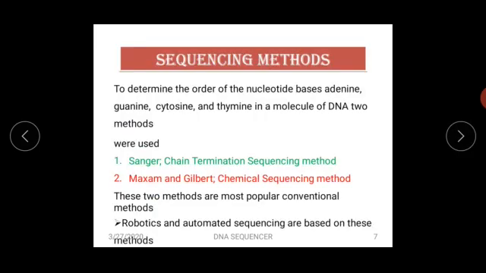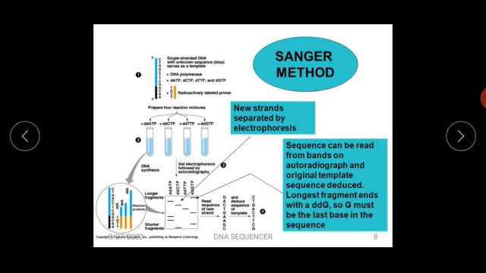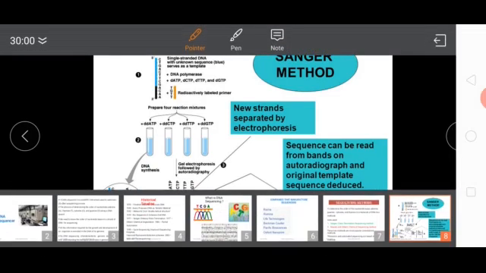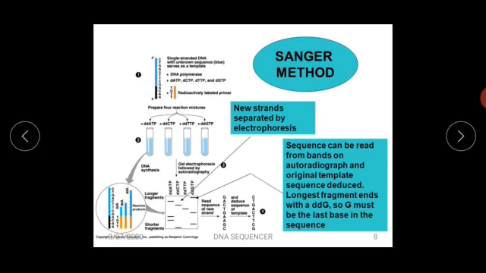Just to understand how the DNA sequencer works, we need to understand the sequencing methods also. So just quickly and briefly we will have a look at the Sanger and the Maxam-Gilbert sequencing methods. The Sanger method we can all see here. We give the DNA of the unknown sequence, which serves as the template, because to understand the sequence pattern we need to give it a template.